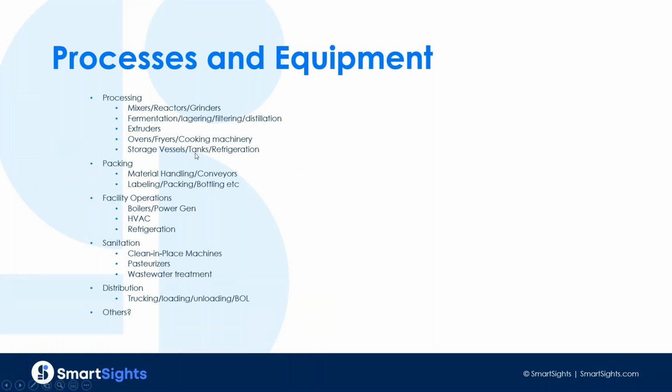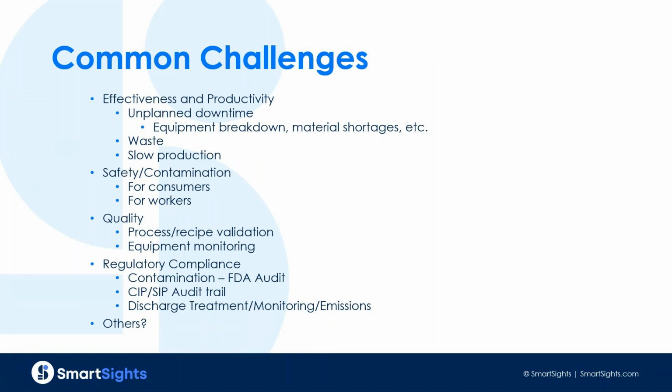So there's a lot of different processes that happen across the industry, and they all come with their own unique challenges. So challenges in the food and beverage industry that we find are related to effectiveness and productivity. Factories want to be operating as efficiently as possible with as little waste as possible, as little downtime as possible. And it can be a bit difficult to root out causes of inefficiencies so they can be improved. There's the concept of safety and contamination, which is inherent to food and beverage. These are products people are consuming, they're ingesting into their bodies, so they have to be safe.